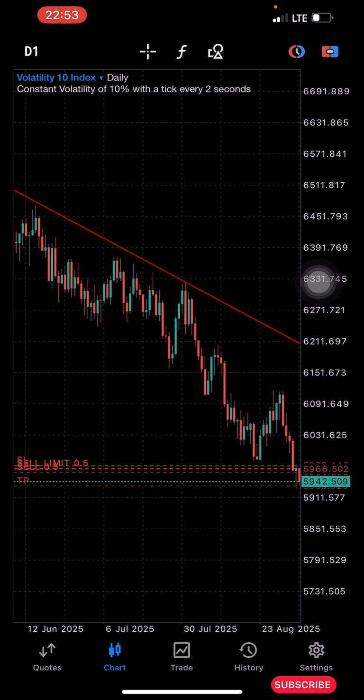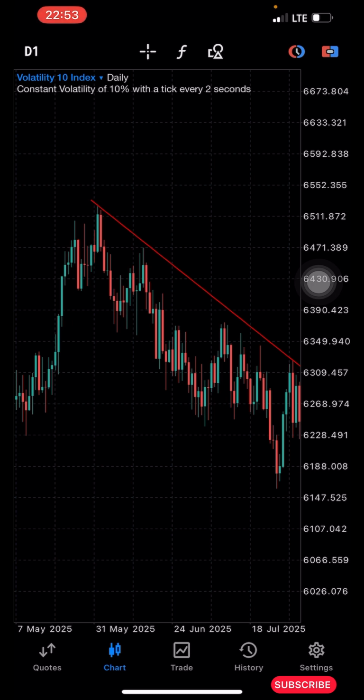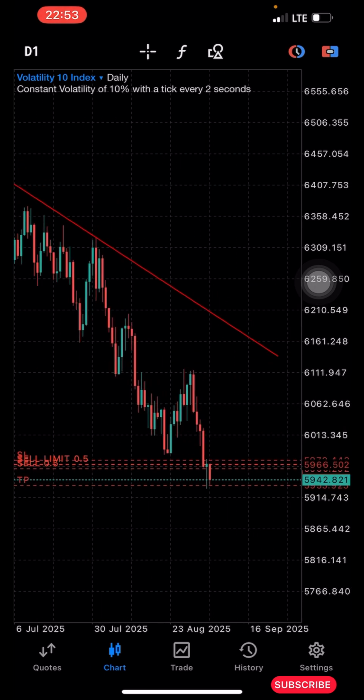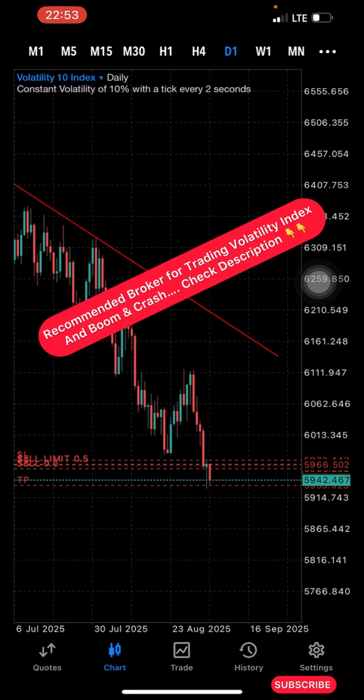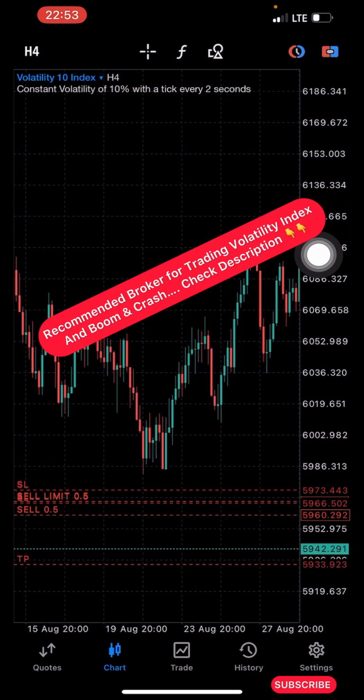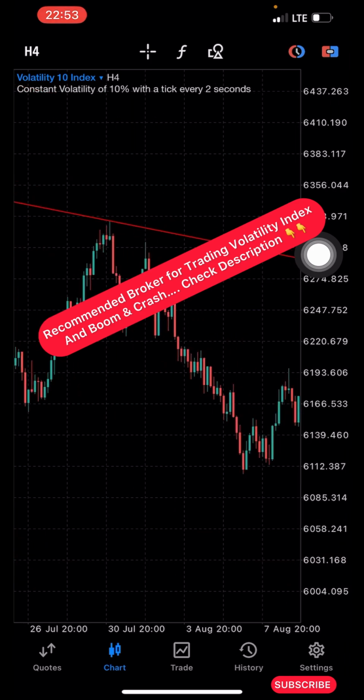Here on the daily time frame, what I do is that I try to analyze the market, knowing the direction of the market. From the daily, you can see that we are in a downtrend. Now heading to the 4 hours time frame, you can see that there is a dip in the market. So now I'm going to be putting in some trend line in order to cover it up.